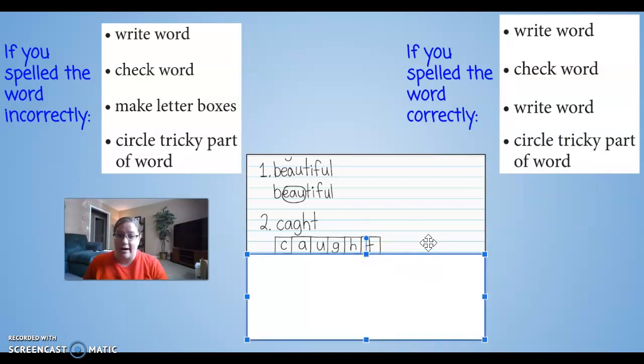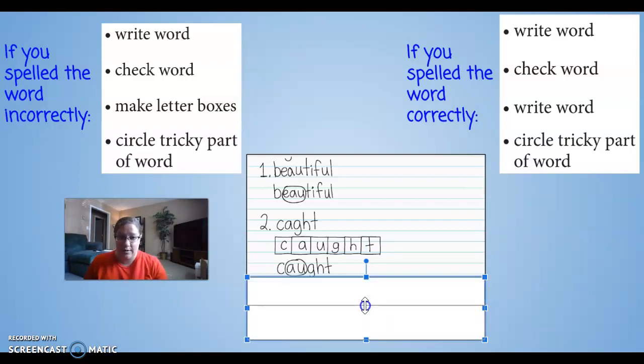Now, he made a box for each letter to spell the word caught correctly. C-A-U-G-H-T. So we have 6 boxes there. Now, again, just like we did with this side, we're going to circle the tricky part that got him. I'm assuming he's going to circle the A-U-G because that's what messed him up. Let's take a look. There we go. So he circled the A and the U. We have one more word to look at.